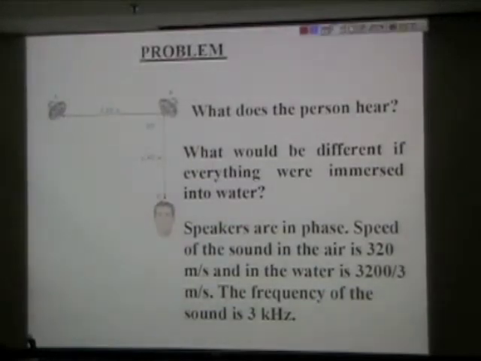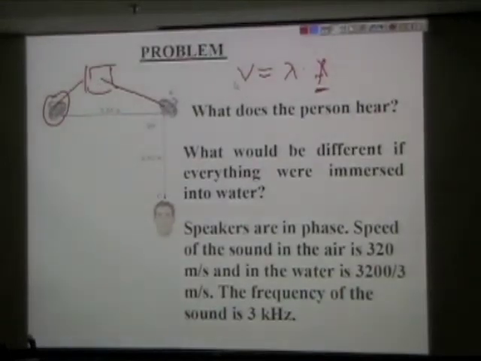So for the sound, first of all, what doesn't change? Frequency. The period of the wave, the frequency is related to the source. So these speakers connected to the same generator, it's still making the same number of pulses per second. So frequency and period don't change.